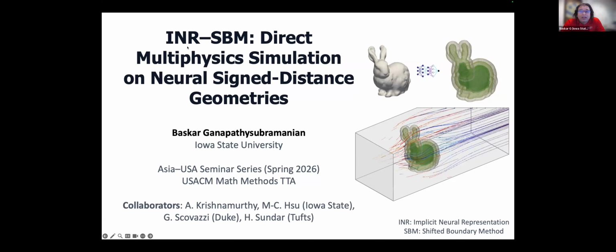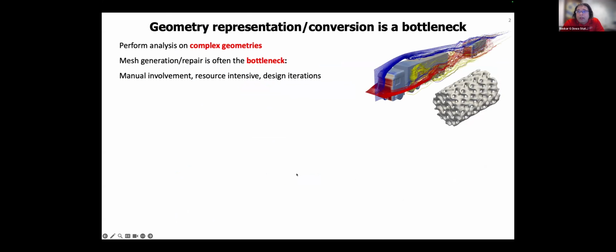This is work where INR means implicit neural representation, and SBM is the shifted boundary method, which was invented by Guglielmo Scovazzi, who's in attendance today. This is a collaboration with a bunch of my very creative colleagues: Adarsh Krishnamurthy and Ming-Cheng Su at Iowa State, Professor Scovazzi at Duke, and Hari Sundar at Tufts.